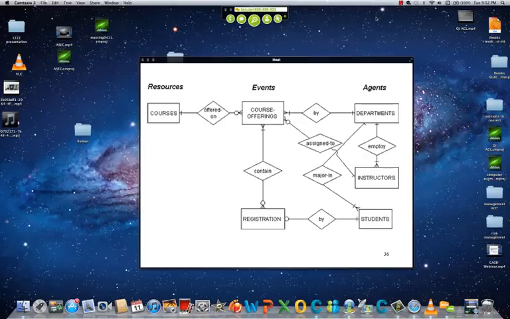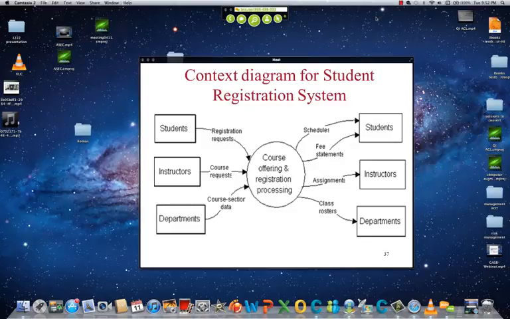Information processor. DFDs, basically. We want to make DFDs, right? So first you make a context diagram. Here you have a system. It has inputs and outputs, right? So you have external agents: students, instructors, departments. Students request registrations. Instructors have course requests, and departments supply some course section data, right? Then students are given schedules and fee statements, instructors are given assignments, and departments are given class rosters, right? So this is kind of a high-level view of a system.